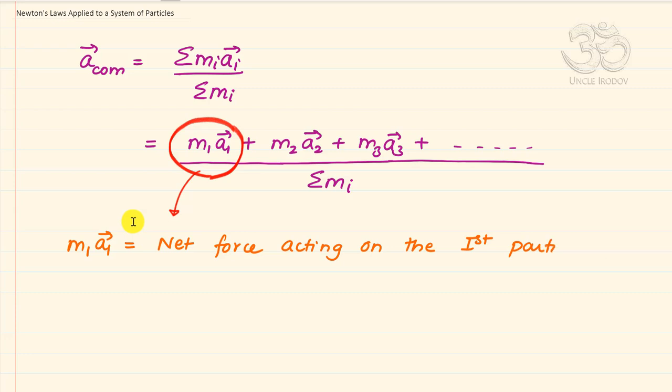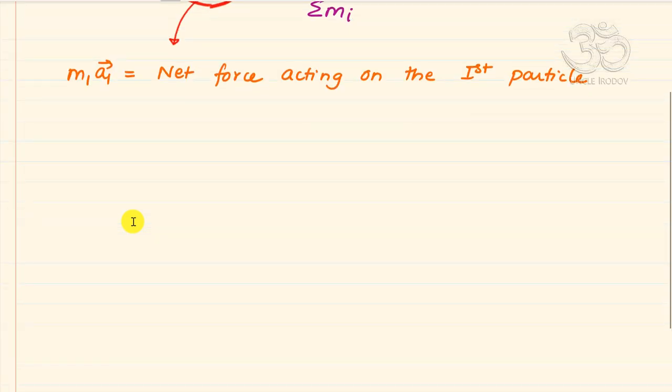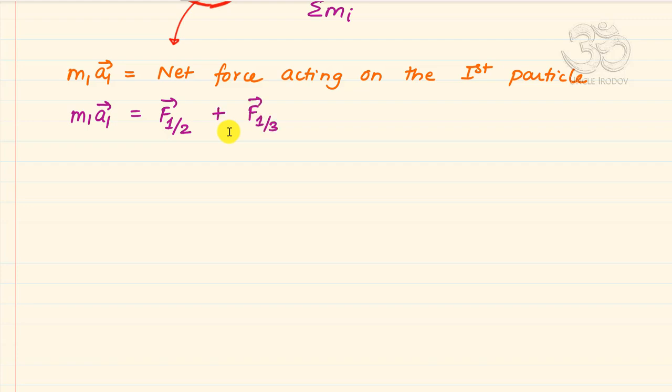And who could be exerting forces on the first particle? The first particle could be experiencing forces because of the second particle, because of the third particle, because of the fourth particle, and so on. And I want to write this entire expression here. So m1a1 is going to be force on the first particle because of the second particle, plus force on the first particle because of the third particle, plus force on the first particle because of the fourth particle, and so on. And there will be force on the first particle because of the nth particle, and then there may be some other forces on the first particle because of some external causes.